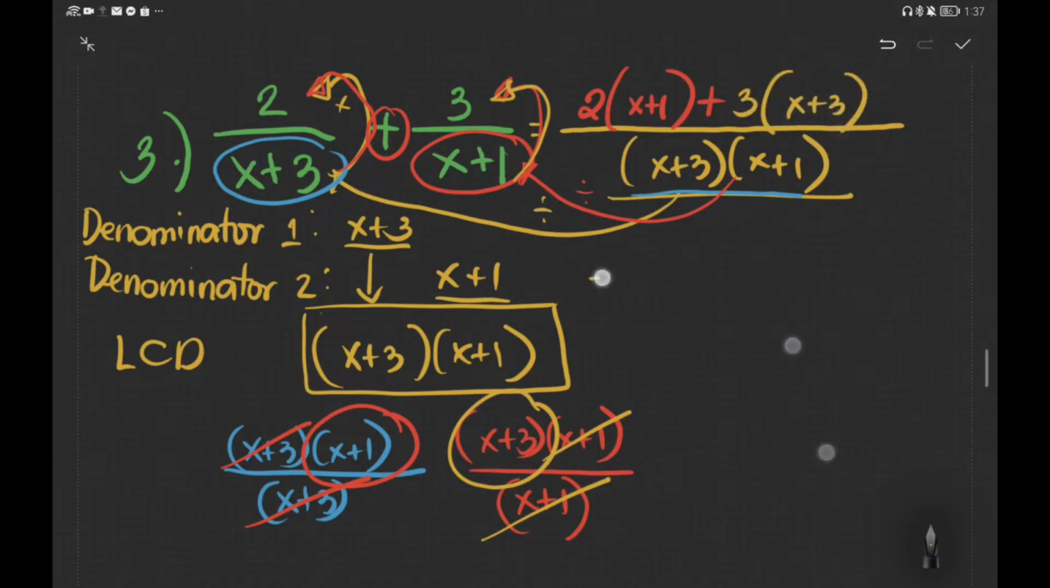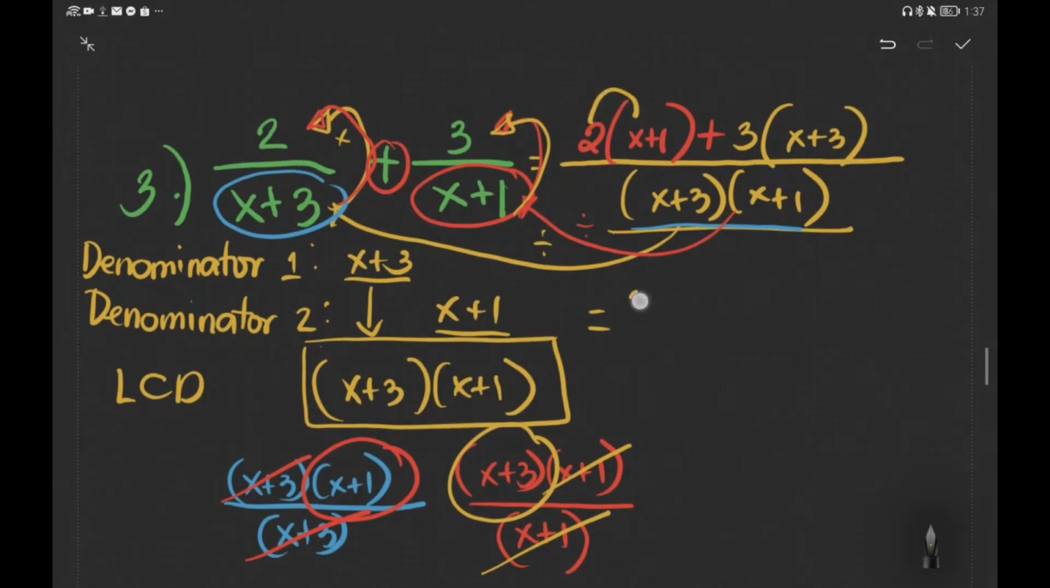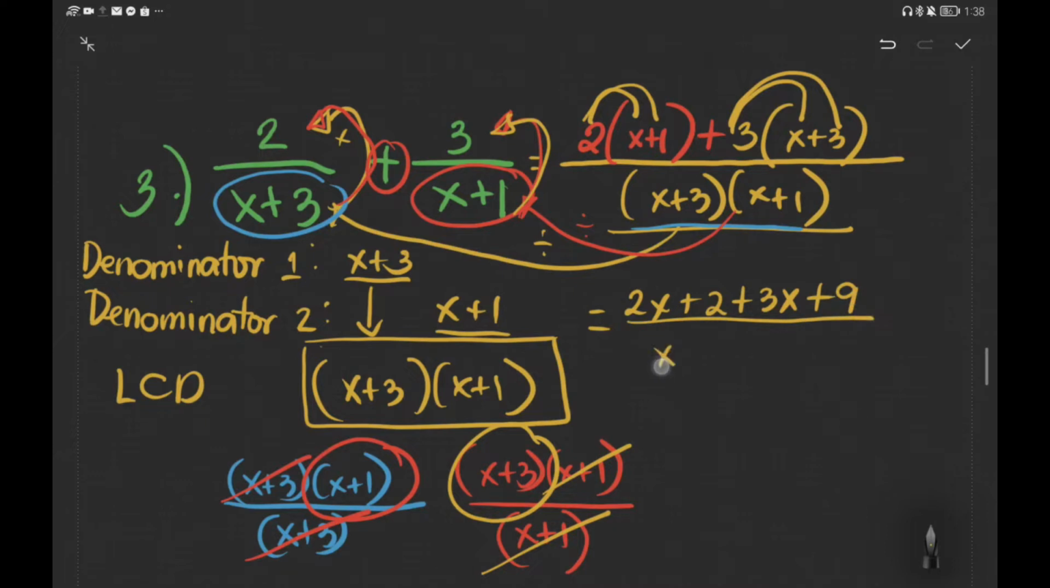Now, let's do the math. Distribute 2. 2 times x, that's 2x. 2 times positive 1, that's positive 2. Positive 3 times x, that's positive 3x. Positive 3 times 3, that's positive 9 over x plus 3 times x plus 1.